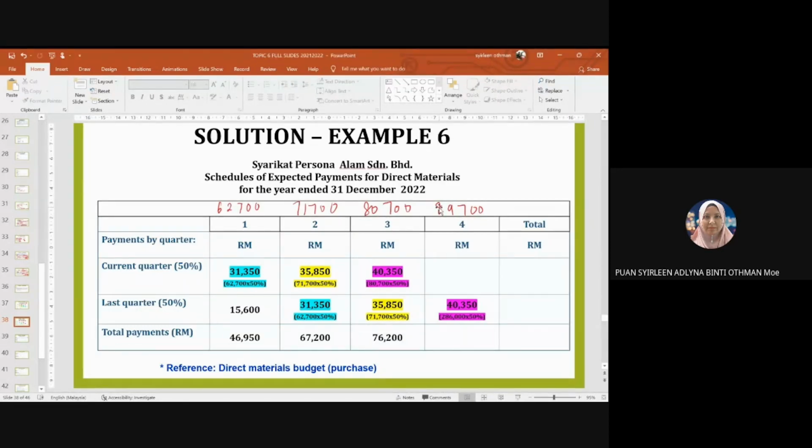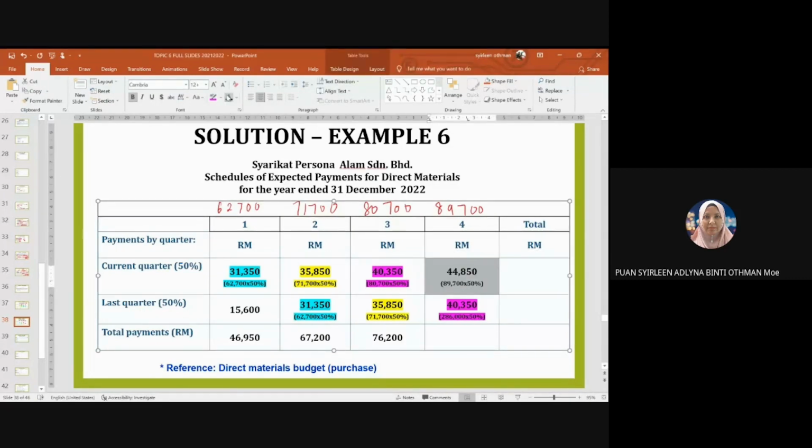Okay, the final quarter, the last quarter, we made a purchase of 89,700. Okay, so half of it will be paid during its own quarter. So kita akan bayar dekat sini 44,850. Balance dia lagi 44,850 tu akan dibayar next coming year, which is 2023. So dia tak appear dekat sini lah. Okay, so yang ini ialah bayaran kuarter keempat. Okay, separuh daripada kuarter keempat, which is 50%. So untuk kuarter keempat, jumlah yang perlu dibayar ialah 85,200.